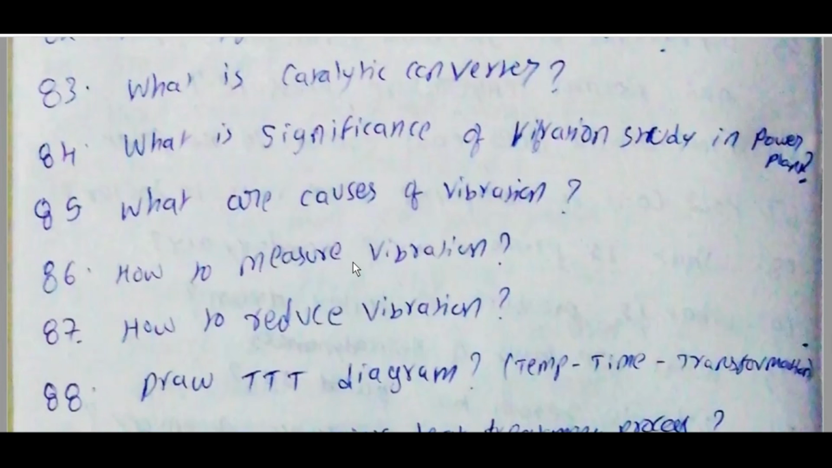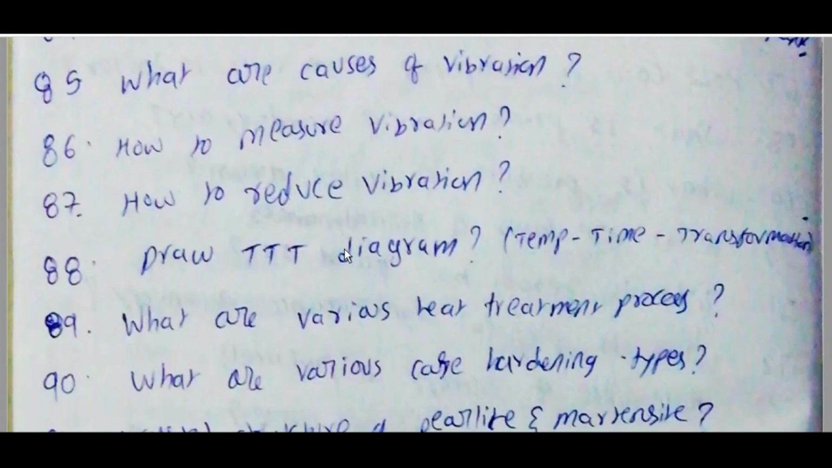How to measure vibration? Vibration measuring instruments: accelerometer, vibrometer. How to reduce vibration? Isolation system, mass damper system, cancel resonance by oscillating out of phase with the natural frequency.